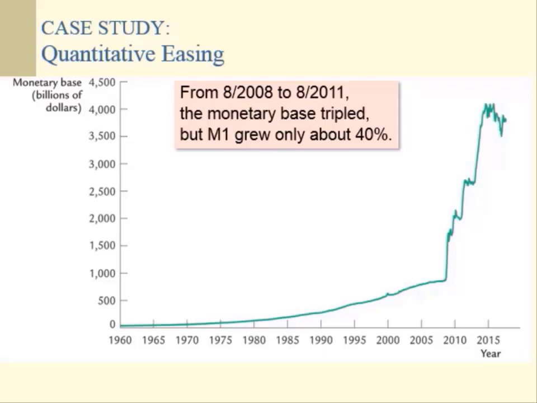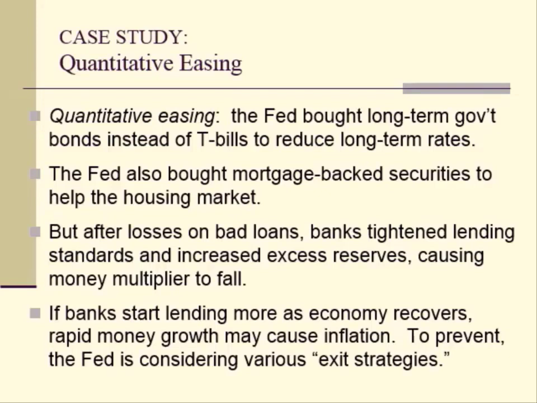Quantitative easing is one of the unconventional operations by the Fed during the recent crisis. It is a kind of open market operation where the Fed bought long-term government bonds instead of treasury bills, very short-term bonds, to reduce long-term rates. The Fed also bought mortgage-backed securities to help the housing market. But after losses on bad loans, banks tightened lending standards and increased excess reserves, causing the money multiplier to fall.